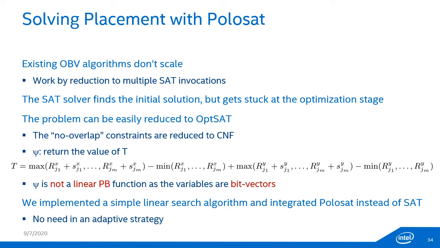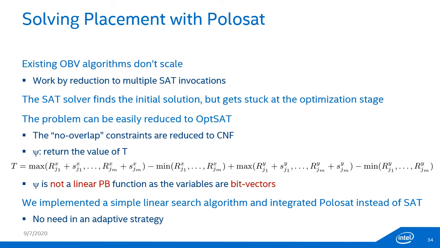The problem of placement can be easily reduced to OPSAT. The no-overlap constraints can be reduced to CNF, and then we can define the objective function psi to simply return the value of T, the same T used by the OBV algorithm. Please notice here that psi is not a linear pseudo-Boolean function because the variables are bit vectors, they are not Booleans. So here we show that Polosat is helpful in an industrial optimization application where the function is not a linear pseudo-Boolean function, which I believe is quite interesting.